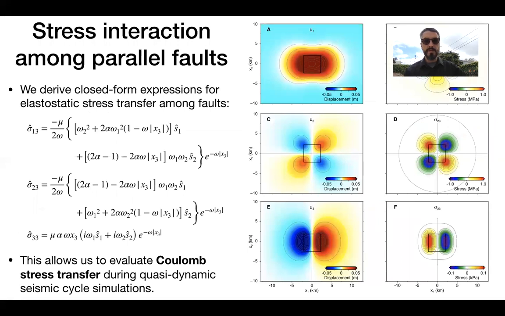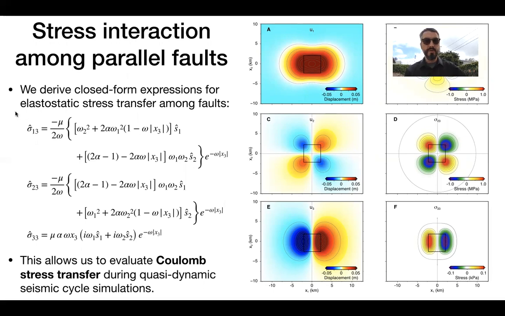So we derived a closed form expression for the elastostatic stress transfer among faults. You can see that the 3 different components of traction on a fault perpendicular to the x3 axis depend on the wave numbers in the fault parallel direction and on the spatial coordinates in the fault perpendicular direction. So this allows us to evaluate Coulomb stress transfer during quasi-dynamic seismic cycle simulations.